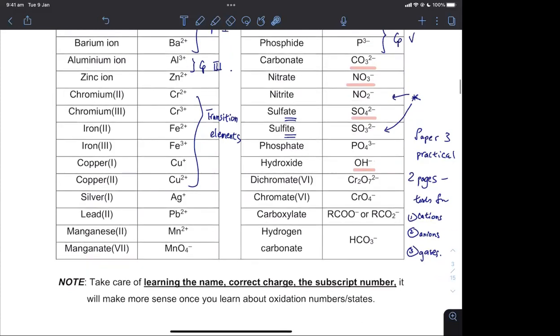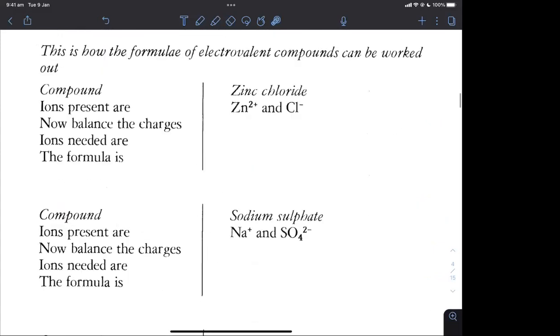Okay, now going back to formulas. I think most people are okay with this. I'm just going to show you one example. What I normally do, instead of following a fixed rule, is I look at the ions, the cation and anion.